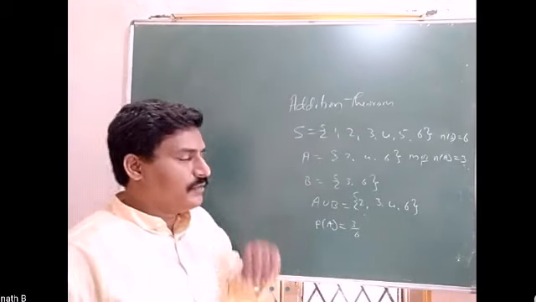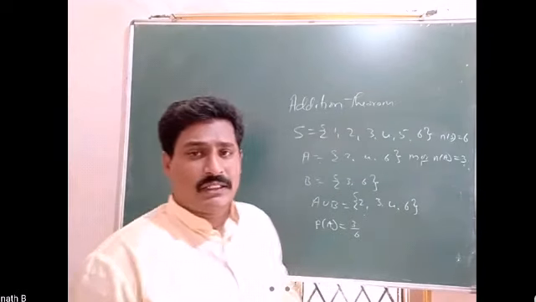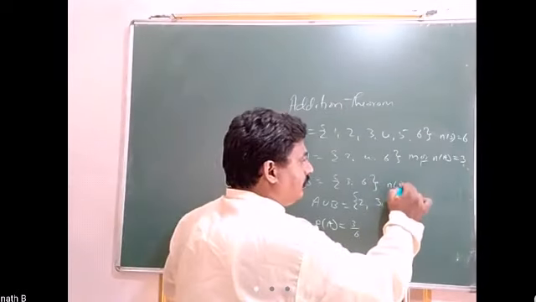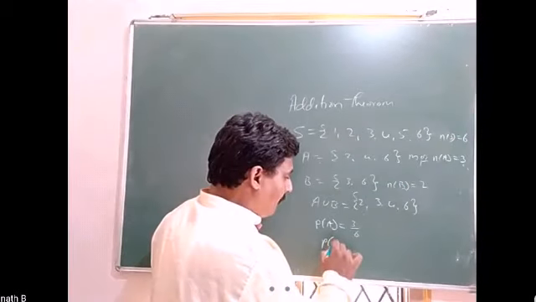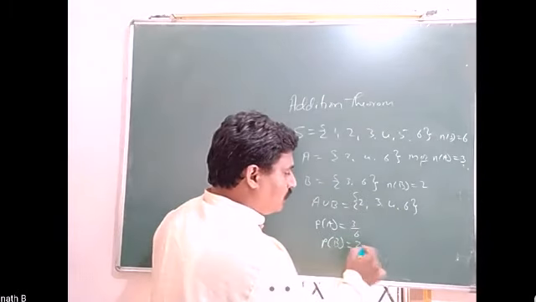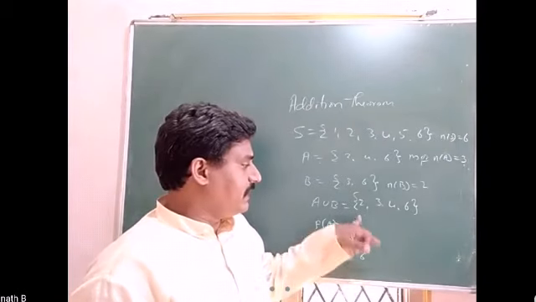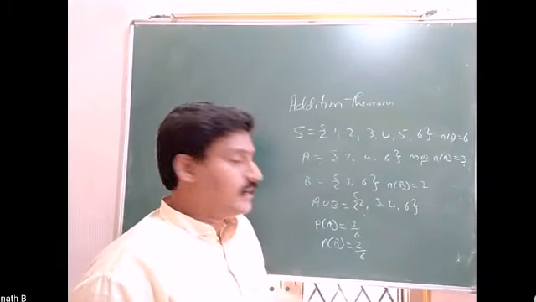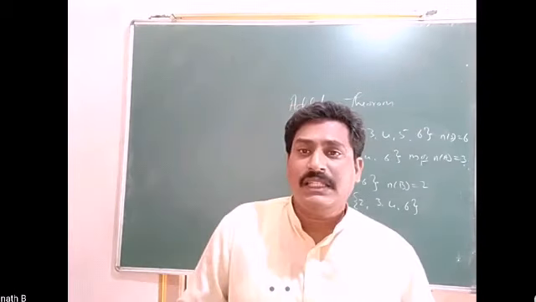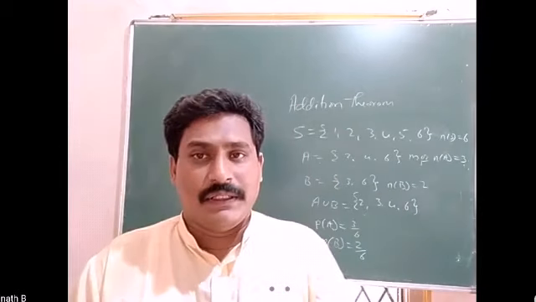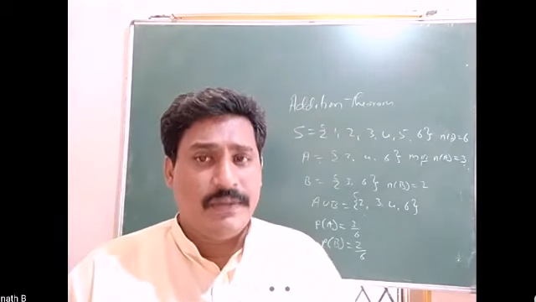Then probability of B. How many favorable cases are there to event B? So n of B is equal to 2. Then probability of B is equal to 2 divided by 6. So probability of getting event A is 3 by 6, and probability of getting event B is 2 by 6. Now at least one from both events, we can say union, but addition.